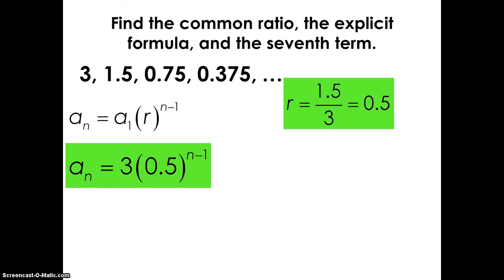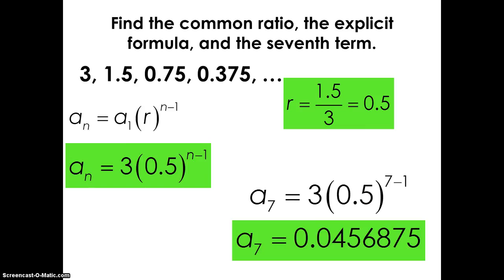So now it tells me to find the 7th term. Remember, if I'm looking for the 7th term, I plug that in for the variable n. And now I have a sub 7 is equal to 3 times 0.5 to the 7 minus 1 power. I can put that in my calculator, and it will tell me that a sub 7, or the 7th term, is 0.0456875. And that is my answer.